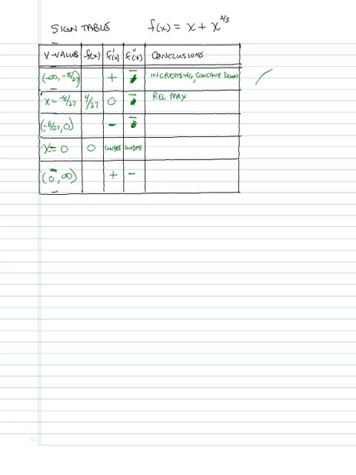And we know the relative maximum is this point, negative 8 over 27 for the x value and 4 over 27 for the y value. Okay? Now, next thing that we have is the interval negative 8 over 27 to 0, and we see the first derivative is negative, so we're decreasing. And the second derivative is negative, so we're concave down.